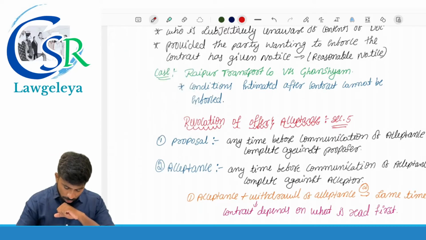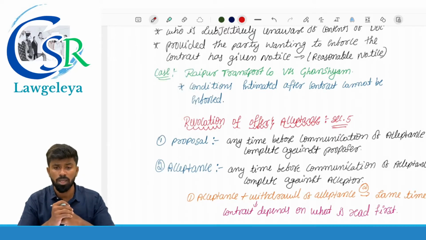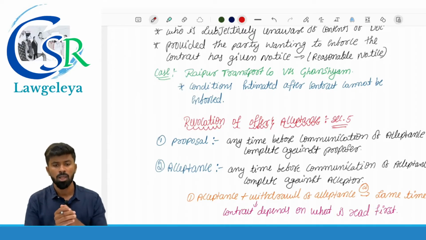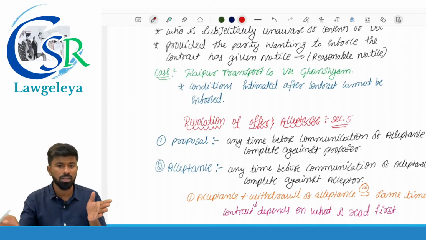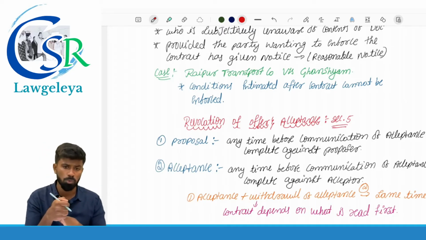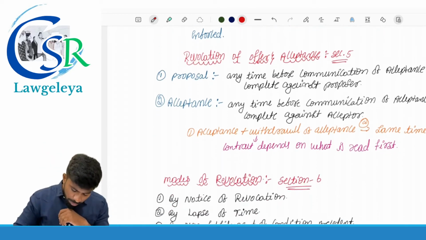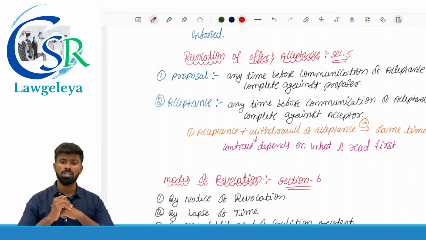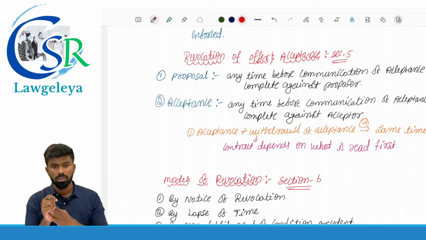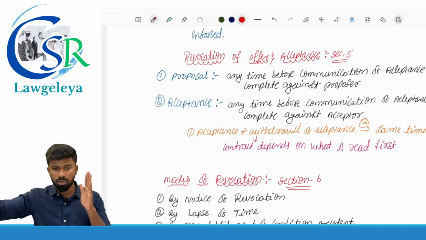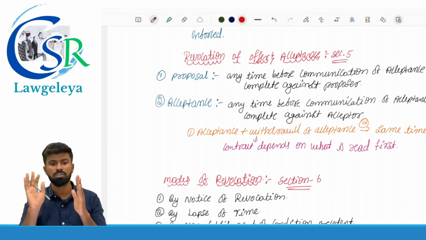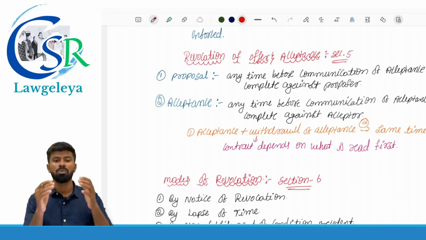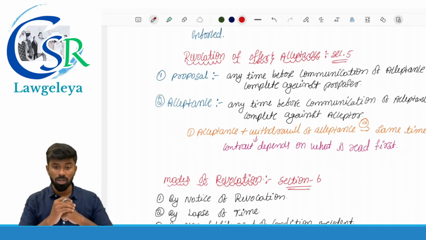As we know, offer can be revoked before it is complete against whom? Against the proposer. Who is the proposer? Offerer. Before the acceptance is complete against the proposer, what can be revoked? Proposal can be revoked. And when can acceptance be revoked? Acceptance can be revoked at any time before the communication of acceptance is complete against whom? Against the acceptor. That is, offerer can revoke his offer before offeree puts the letter of acceptance into course of transmission. Acceptor can revoke his acceptance before the letter of acceptance reaches the offerer.